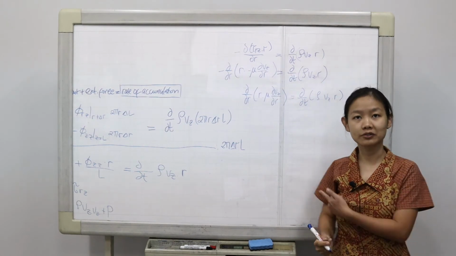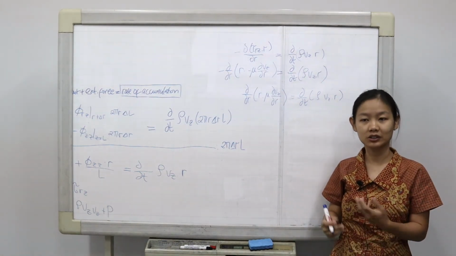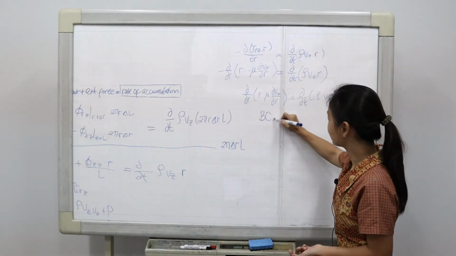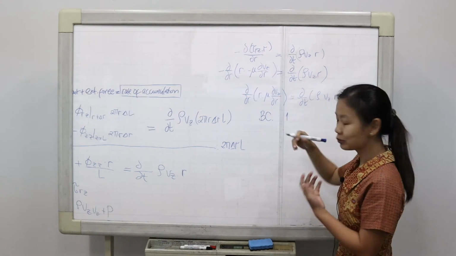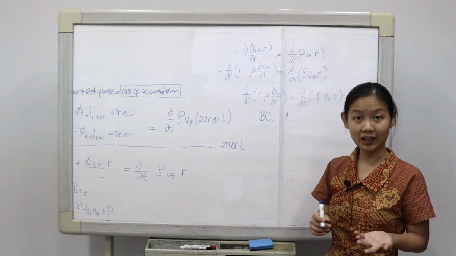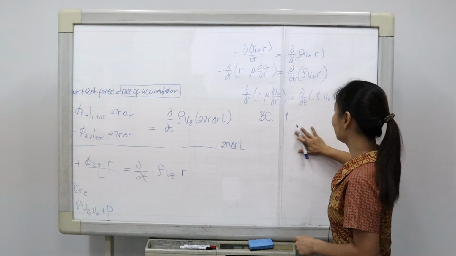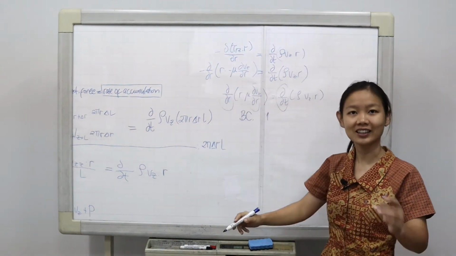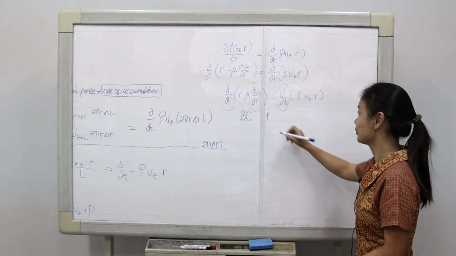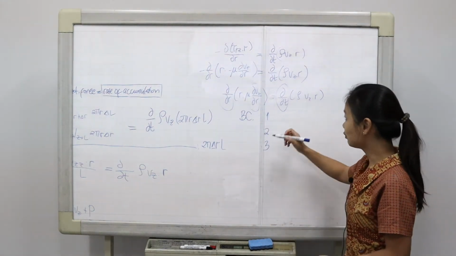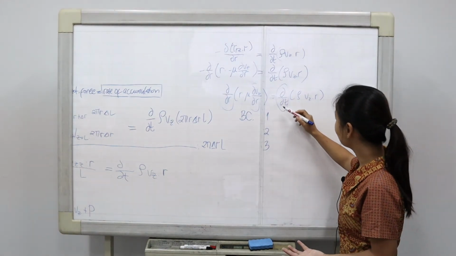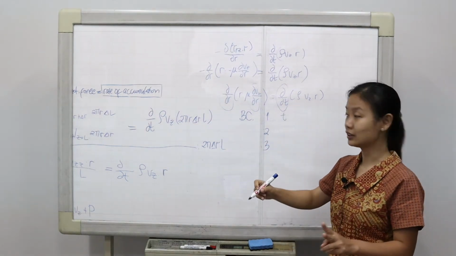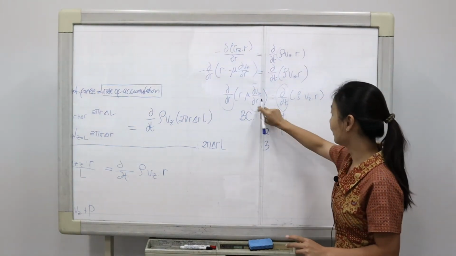You were not asked to solve this equation. You just need to have this equation and then state the boundary conditions. How many boundary conditions will you have? You will have 3, because you're going to need 3 differentiations. One boundary condition is with respect to t, and 2 boundary conditions are with respect to r.